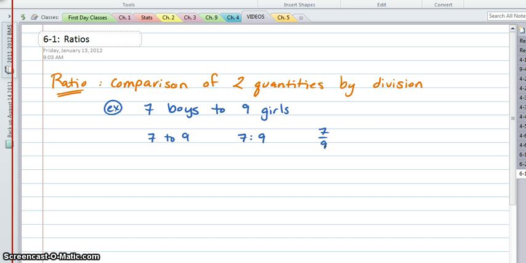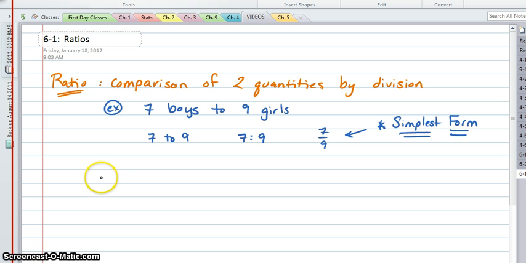Okay, so we will primarily be using the fraction. Make sure that your fractions are always in simplest form. That being said, we have to make sure that we leave them improper if necessary, and I'll explain what I mean by that in just a moment. So let's take a look at how to write ratios in simplest form.